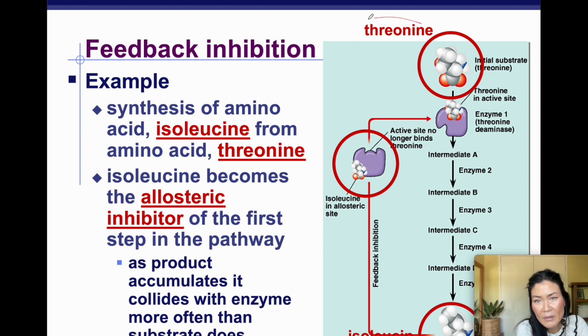So like threonine, okay? Threonine is a precursor to making an amino acid called isoleucine. And isoleucine is going to act as an inhibitor to enzyme 1, which takes threonine and converts it into intermediate A, okay? So basically threonine turns into isoleucine in several steps. There are actually 1, 2, 3, 4, 5 enzymes involved here. But isoleucine, the final product, goes back and binds to an allosteric site on enzyme 1 and prevents threonine from being able to turn into intermediate A, okay?